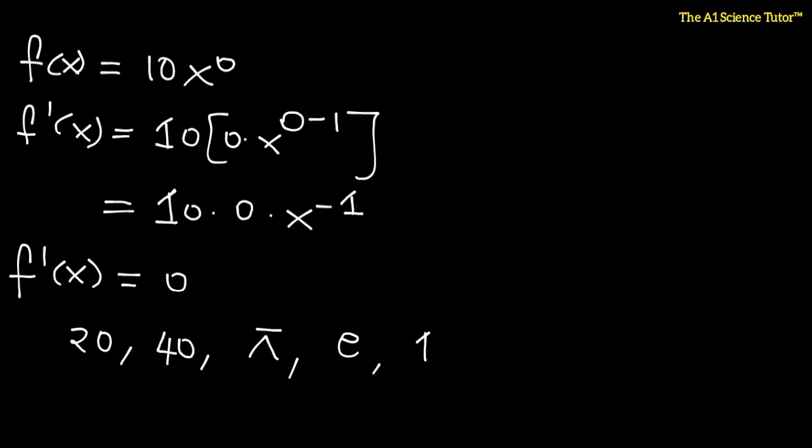The derivative of 1 is 0. The derivative of 0 is still going to be 0 because 0 is still a number. The derivative of 1000 or any number at all is going to be 0. So just hold that to the back of your mind.